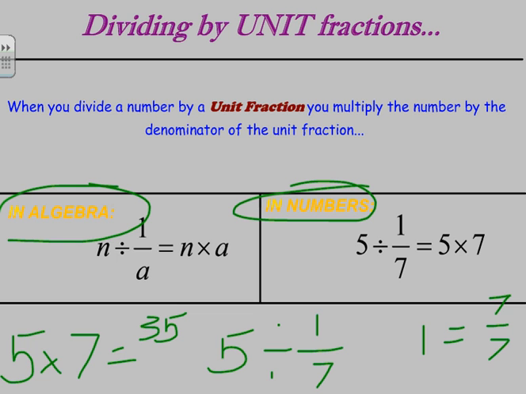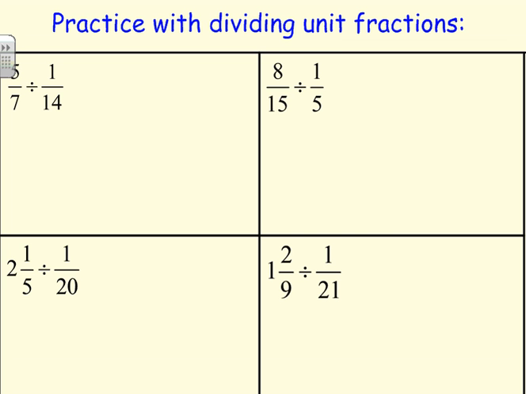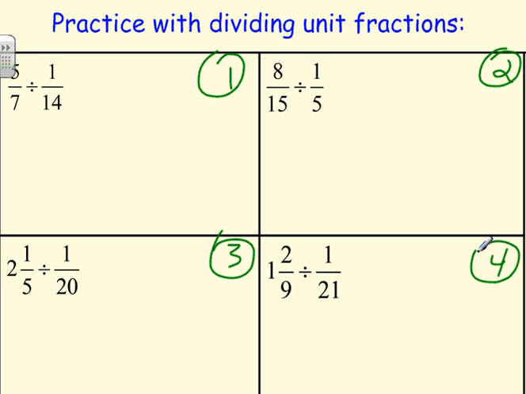So again, looking back at the rule before we practice, to divide by a unit fraction, you just multiply the first number by the denominator of the unit fraction. So take a second, look at these 4 examples, 1, 2, 3, and 4, and see how you do with dividing by unit fractions. Go ahead and pause the video, come back when you're ready.